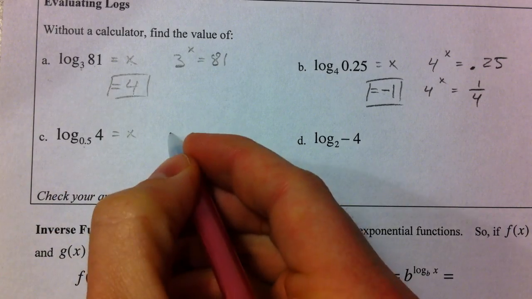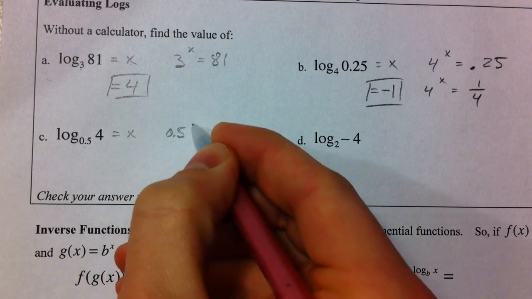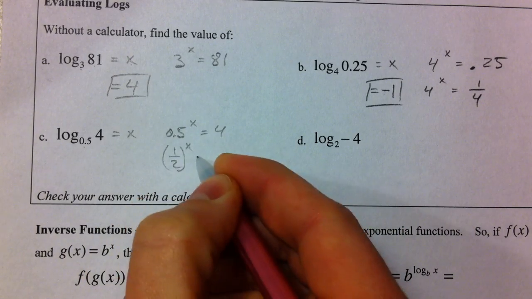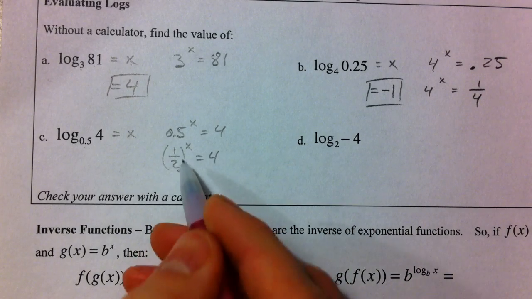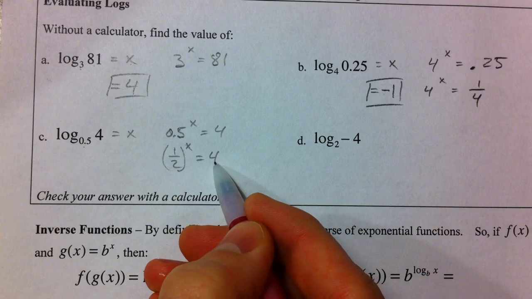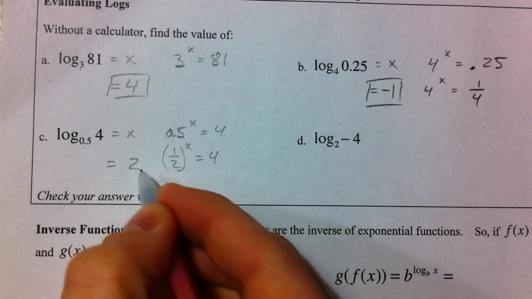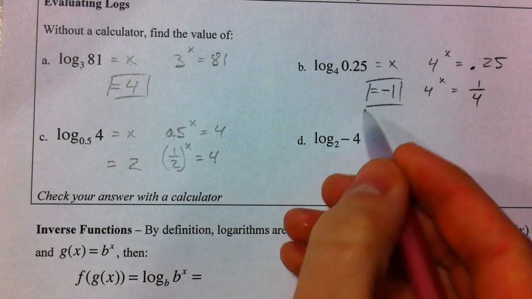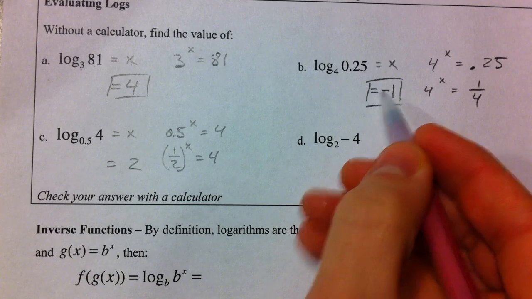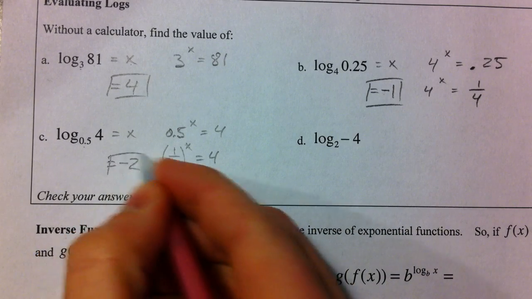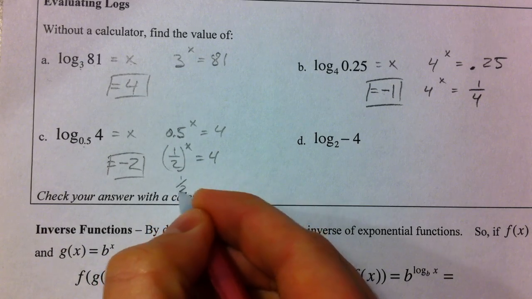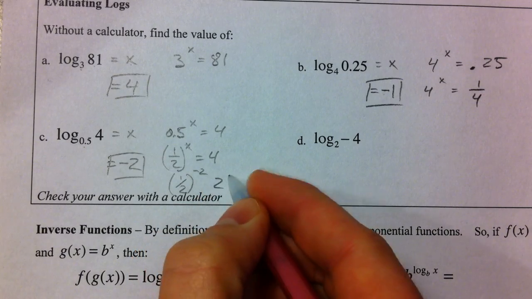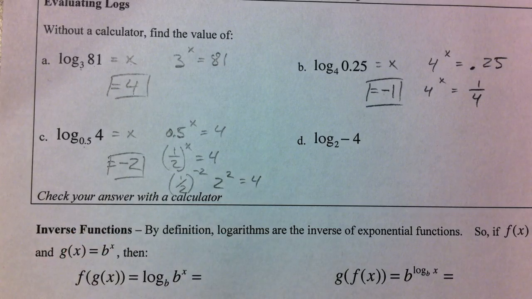Equals x, 0.5. 0.5 to what power is 4? Or in other words, 1/2 to what power is 4? Well, if this was a 2, 2 squared would be 4. And so it's related to 2. However, we need it to flip over so that it actually becomes 4, and so we're going to use that negative exponent again, because if you do 1/2 to the negative, that becomes 2 to whatever power you have, so it'll be 2 to the 2nd equals 4. So it's -2.